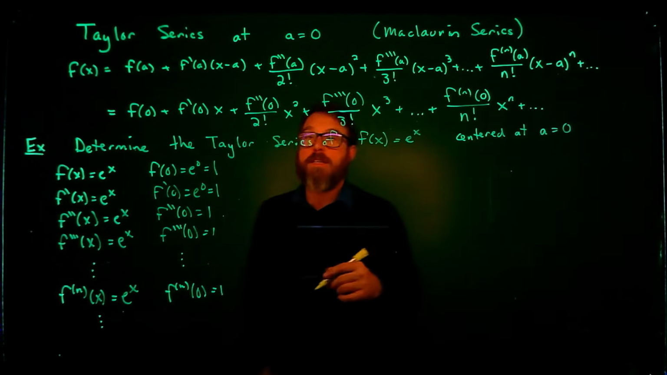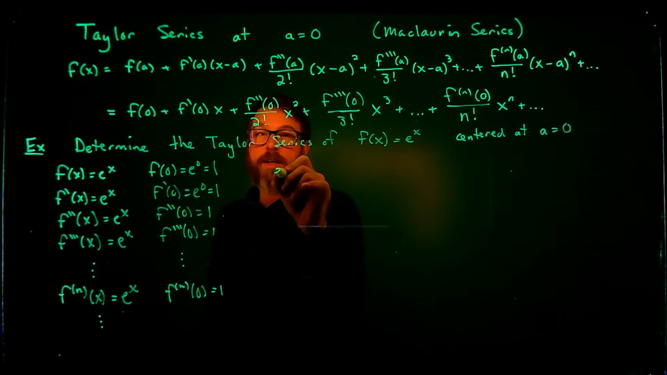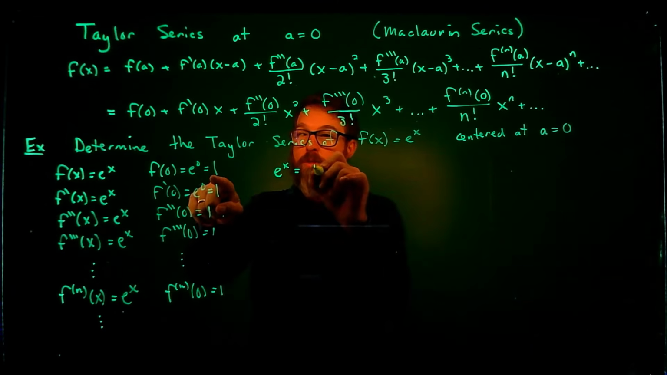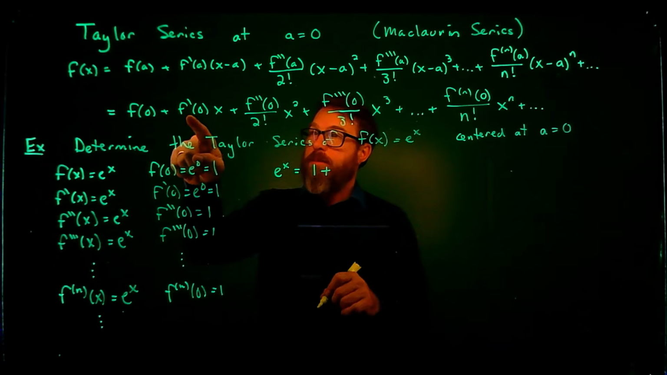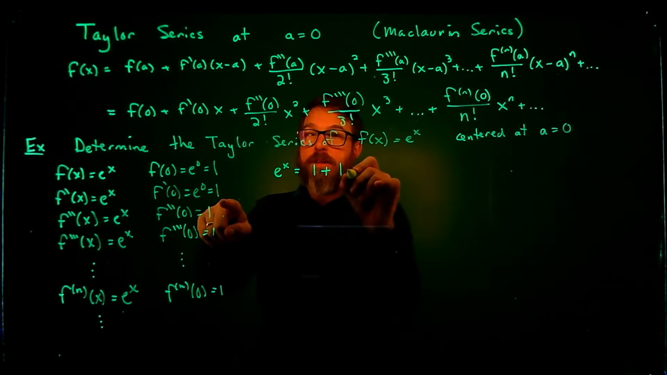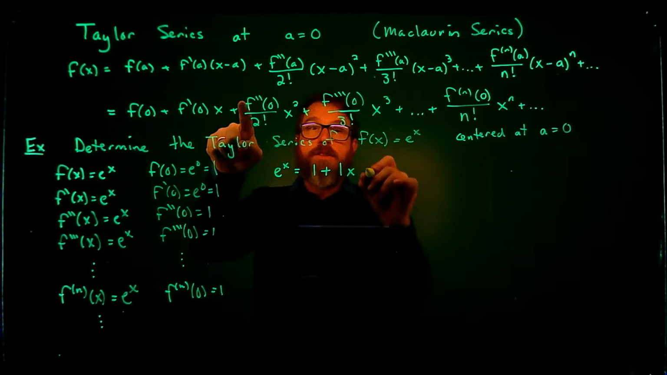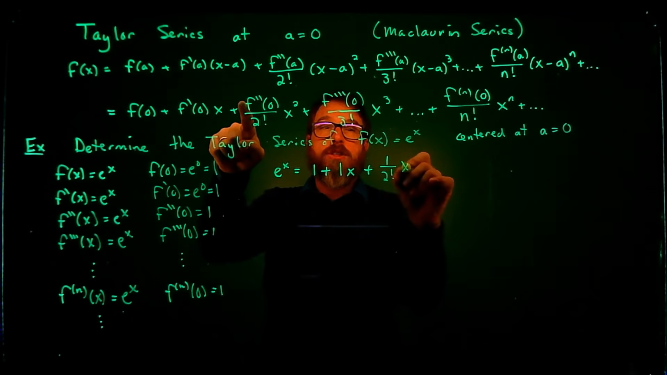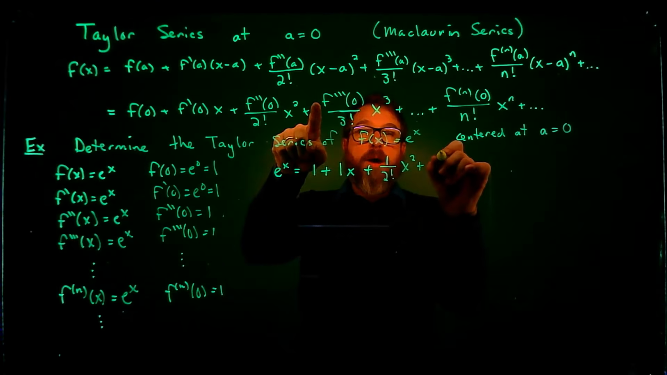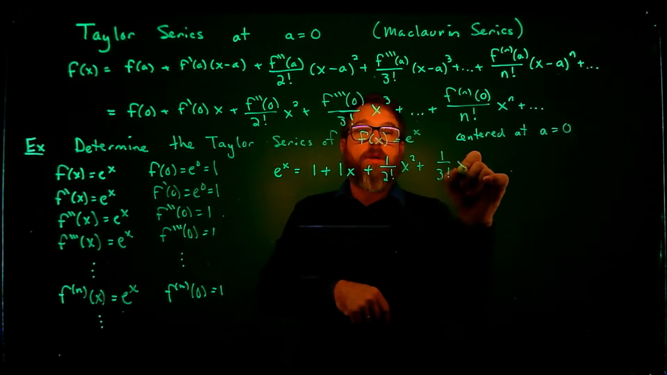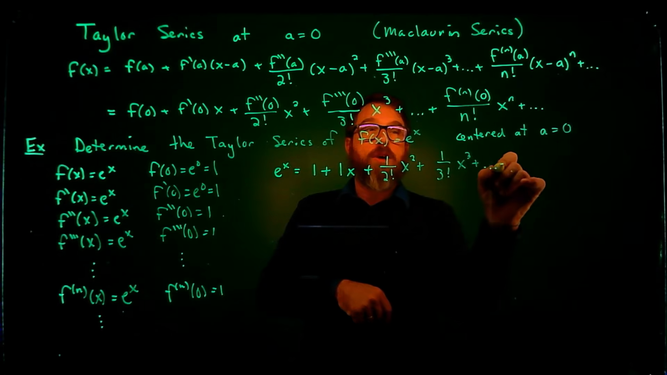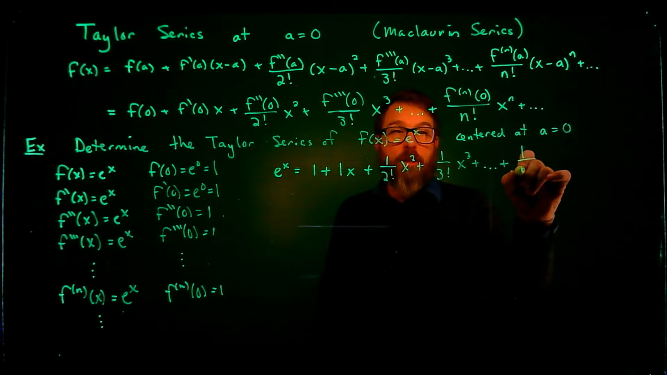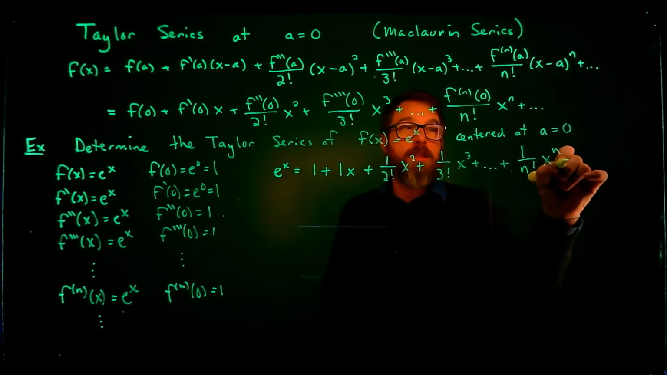So what that means is I can rewrite f of x, or e to the x, as f of 0, which is equal to 1, plus f prime of 0, which is also equal to 1, times x, plus f double prime of 0, which is 1 over 2 factorial, times x squared, plus f triple prime of 0, which is 1 over 3 factorial, times x cubed, plus, and so on, all the way up to the nth term, which is still 1 over n factorial times x to the n, plus, and so on.